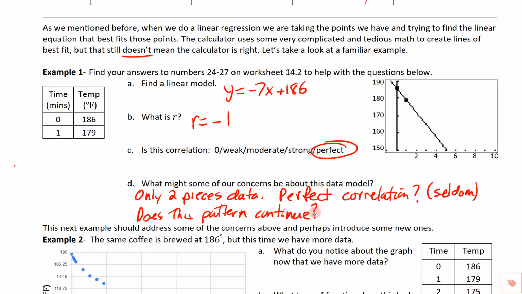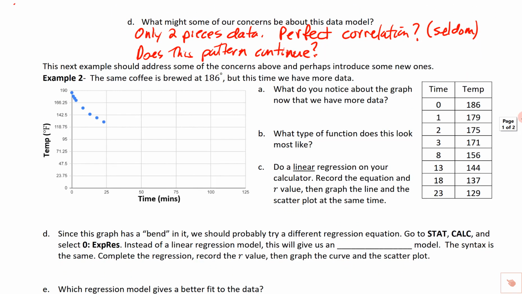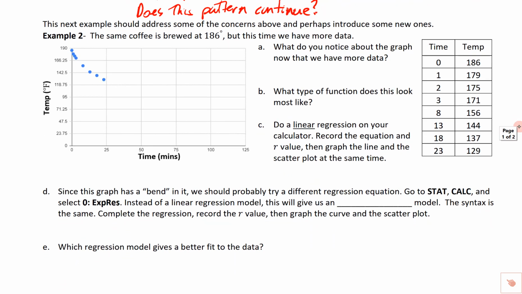Does this continue to lose 7 degrees every single minute? Well, the next example is actually hopefully going to answer some of these questions and maybe introduce some new questions that we might have. So if you take a look here, this is what we've got. We've got the same brewing data, so same coffee starts off at 186 degrees, and this is that next point.